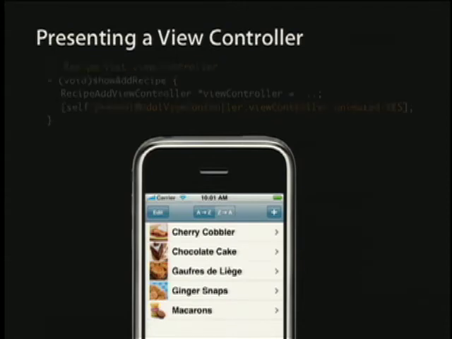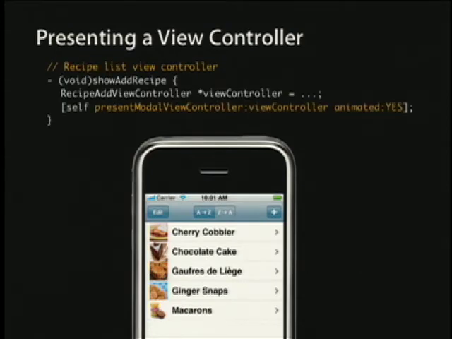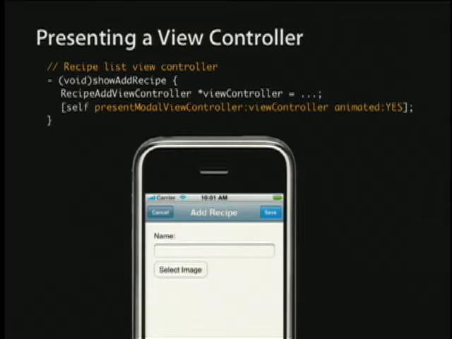So how do you present a modal view controller? It's ridiculously easy. You've been working with view controllers all along. The recipe is you take some view controller, and from that view controller, you present another view controller. So presumably this is in some subclass of view controller right here, and it's saying present modal view controller, and you can choose whether it's animated or not. And it's going to come right up.